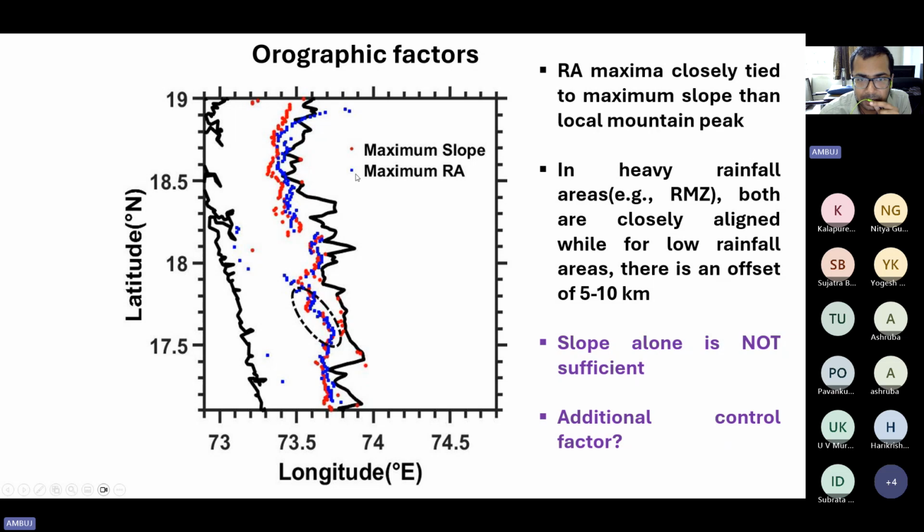Both the blue and red dots can be seen to be closely aligned, whereas for low rainfall areas in the northern sector of the radar, where low rainfall accumulation regions were located, there is an offset of about 5 to 10 kilometers. So this means that slope is the dominating factor. However, we have seen that not all steep slope locations receive heavy rainfall, and vice versa. So this implies that slope alone is not sufficient. So there is an additional controlling factor which is causing the accumulation of rainfall over this RMZ.